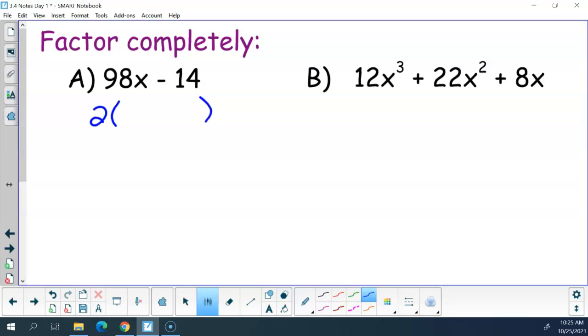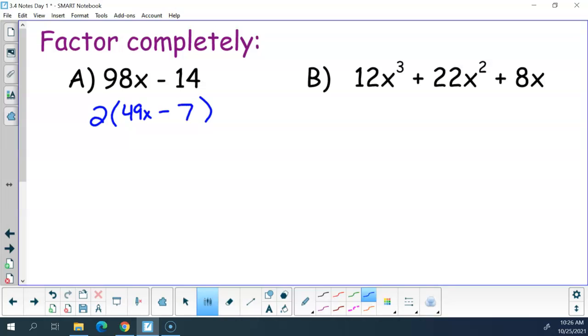98 divided by 2? I know, we know that. We talked about that already. Okay? 49. Yep. 14 divided by 2? 7.